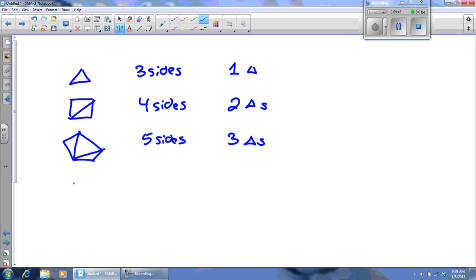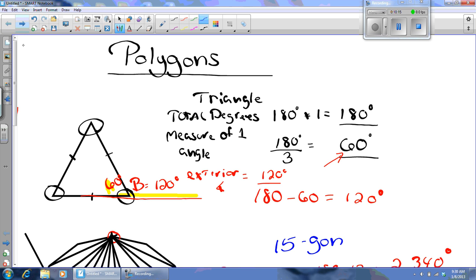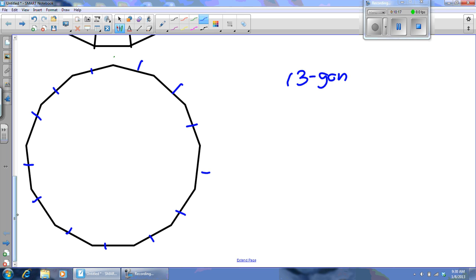If I had a hexagon, well, that's 6 sides, right? How many triangles do you think there will be? Well, 1, 2, 3, 4. 4 triangles. Do you notice that the number of triangles is always 2 less than the number of sides? I said the number of triangles is always 2 less than the number of sides.